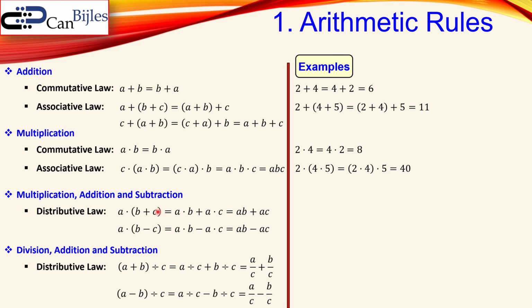Now this is the result for the distributive law for multiplication, addition and subtraction. Now in this case first multiplication and addition. You see it 2 times 4 and then 2 times 5. You can do that separately. You can do it like, okay, I do 8 plus 10. Because this is 8, this is 10, so it will be 18. But you can also say 2 times 9, which is also 18.